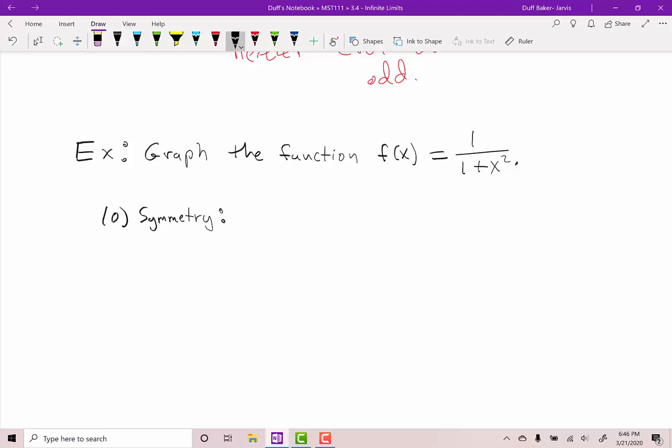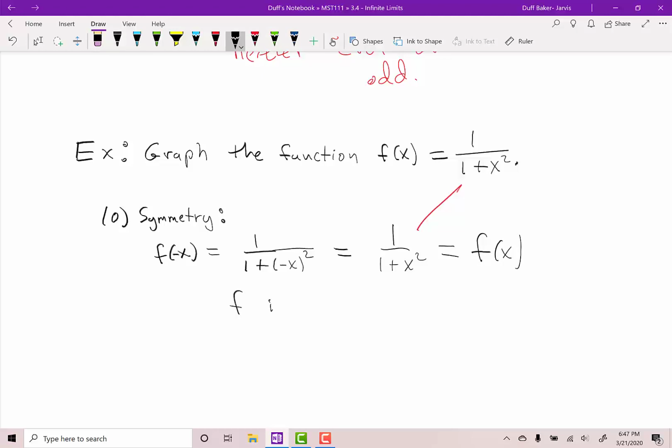To figure out whether it's even, odd, or neither, we plug in minus x. So here that'll be 1 over 1 plus minus x squared. And the negative gets squared away, so we just end up with 1 plus x squared. If we compare that with up here, we notice that that's just the same as the original function, so f is even.